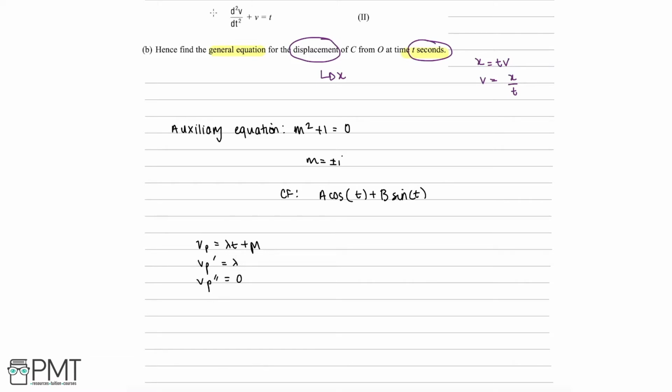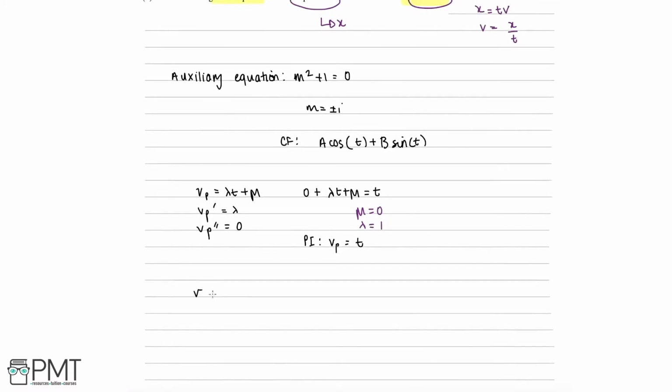Let's substitute this back into our original equation. So we have 0, because we have the second derivative of v, so 0 plus v, which is just lambda t plus mu, is equal to t. Now we need to find our coefficients lambda and mu. Well, mu will be equal to 0 because there are no constants on the right hand side, and lambda will be equal to 1 because the coefficient of t on our right hand side is just 1. So lambda is equal to 1. Hence, we know that our particular integral will be just t.